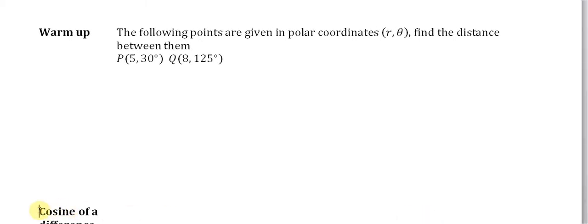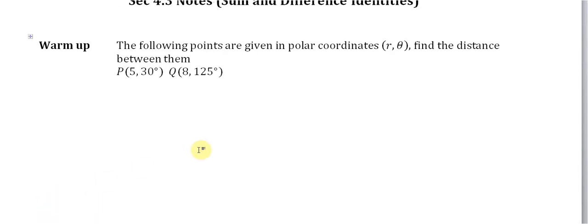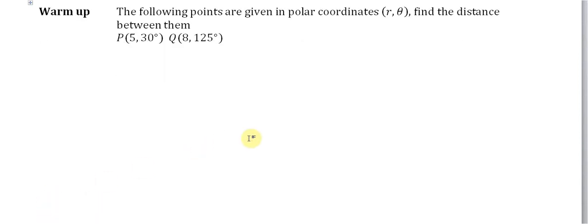Let us start this lesson off with a bit of what I would consider a warm-up problem here. The following points are given in polar coordinates, and remember, polar coordinates are given in r and theta. Theta is how far we are going to rotate, and r is the radius of rotation. Find the distance between them.